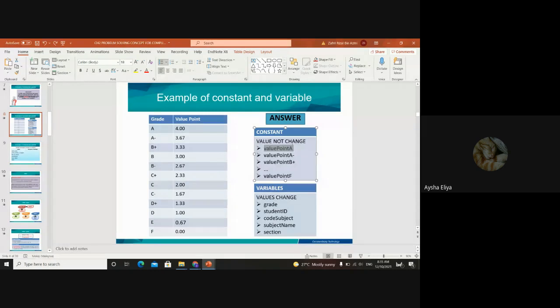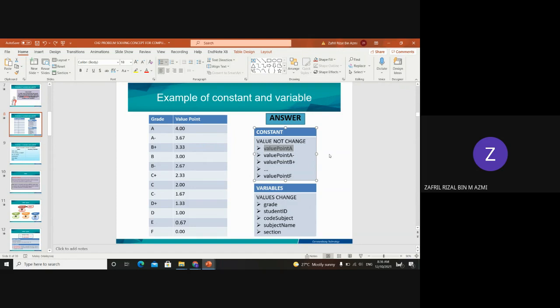Because the value for grade A is already constant. Because the value is always 4.00. The value point for grade A is always 4.0, so it cannot be changed. So if a student gets grade A, the value point equals 4.0. So it is a fixed value.